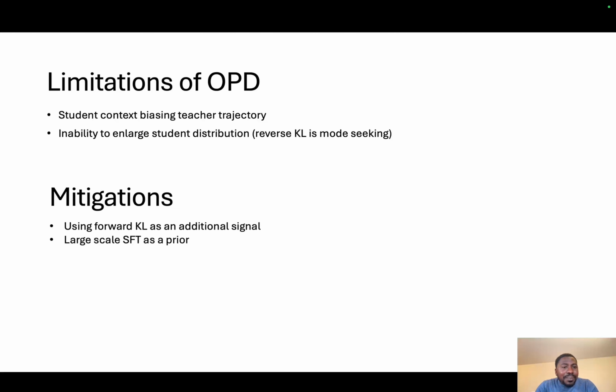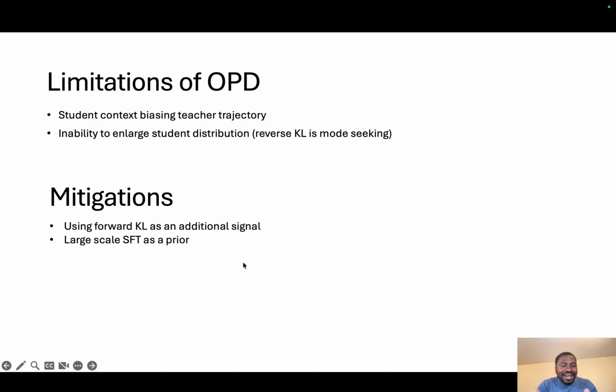But this has its limitations because the student's context could bias the teacher trajectory. It's not perfect. And also you can't expand beyond the distribution of the student. Because reverse KL is mode seeking, if the student never samples the trajectory, it never learns from it, because you're sampling from the student. You can mitigate this by using forward KL as an additional signal in some ways, or using large scale SFT to distill the knowledge of the teacher into the student before then doing RL. There are different ways that you could do this, and it all works really fine. So that is really the end of this video.